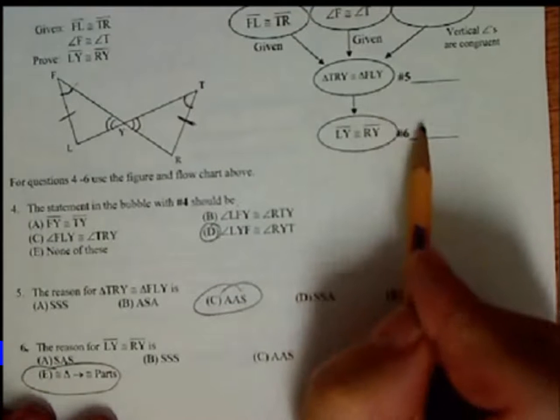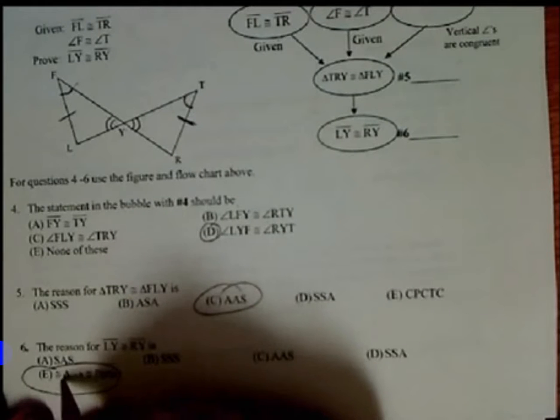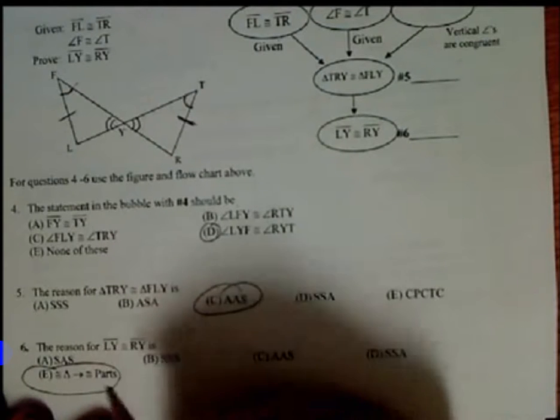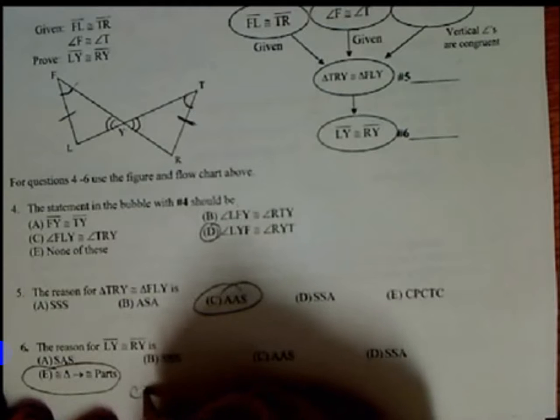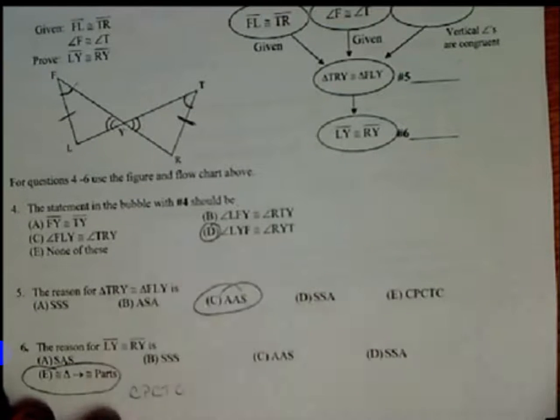And then our reason for our final step, after we have a congruence, is congruent parts of congruent triangles are congruent. So you can see it this way: congruent triangles, therefore congruent parts. You may also see it as CPCTC, which I allow you, but I'll usually write this one out for multiple choice.